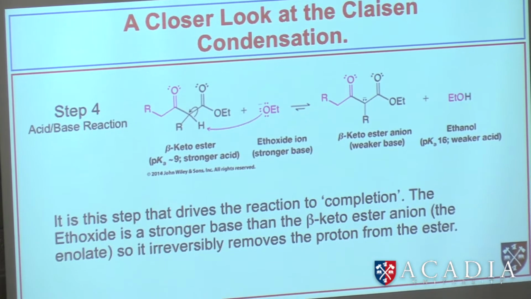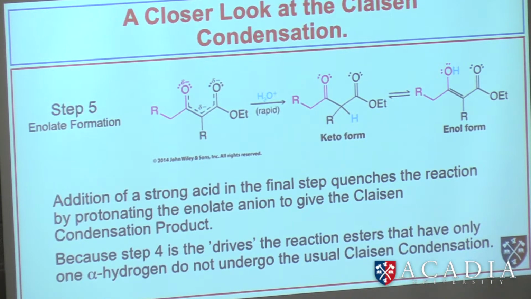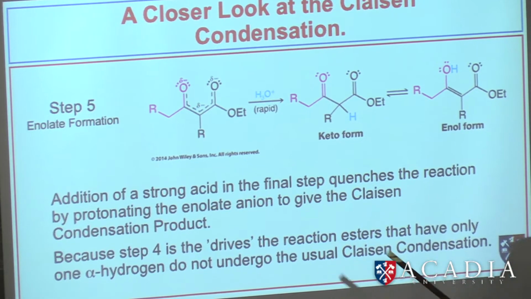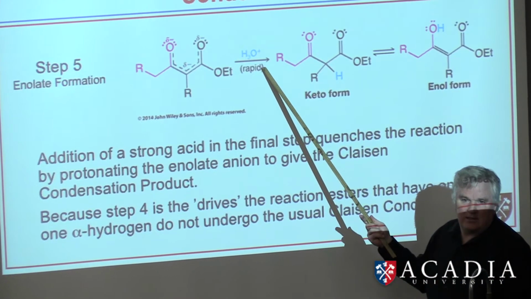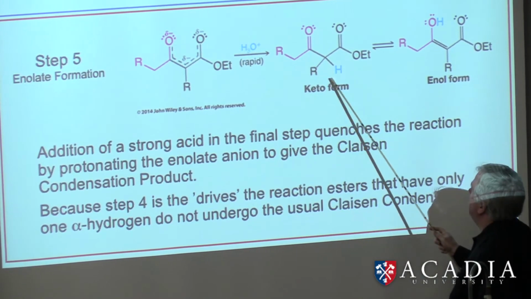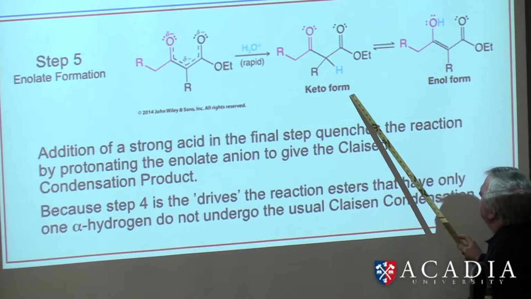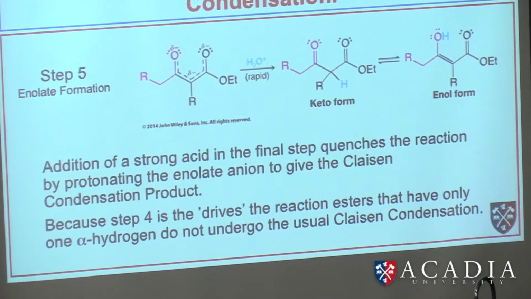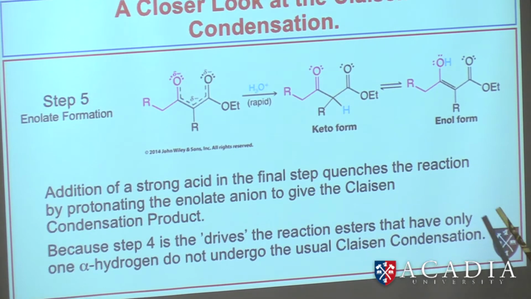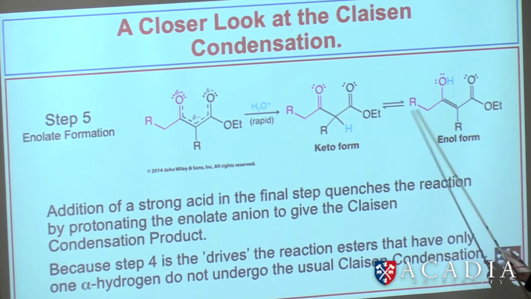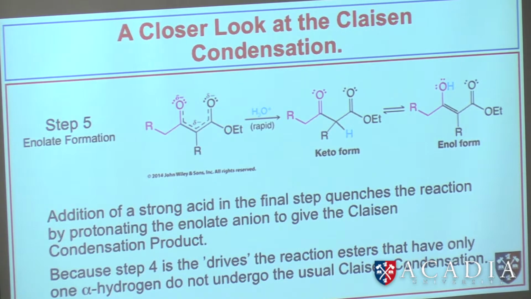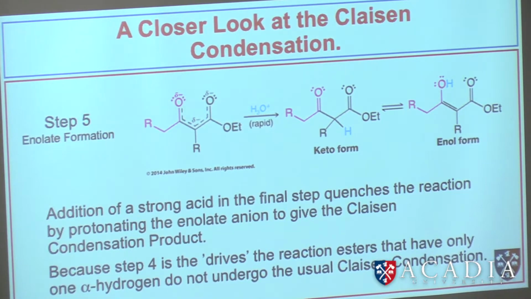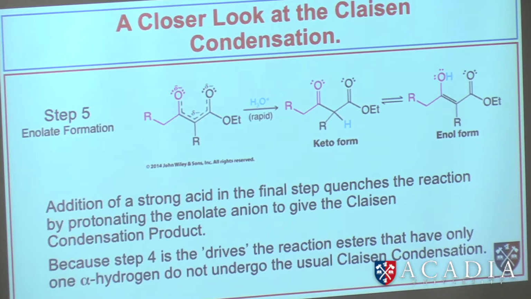The last step of the reaction, we have to quench. We have to do an acid quench. So we just add some strong acid to protonate our compound and end up with our product. This equilibrium has not really come into play. That's the product that we end up isolating. And it's step 4 that drives the reaction, and then in step 5, we have to add an extra strong acid to do what we call that quench.